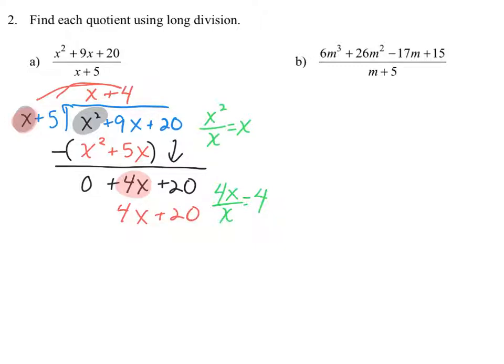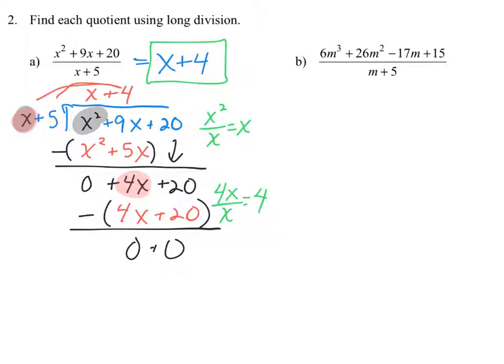And in the long division process, we always subtract that entire quantity. So we have 4x minus 4x is 0, and 20 minus a positive 20 is also 0. So in this case, we have no remainder, and the quotient is x plus 4. So our final answer, when we're dividing x squared plus 9x plus 20 by x plus 5, the quotient is x plus 4.